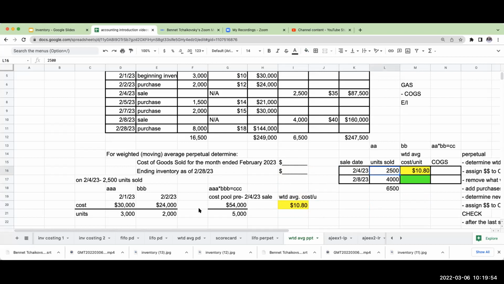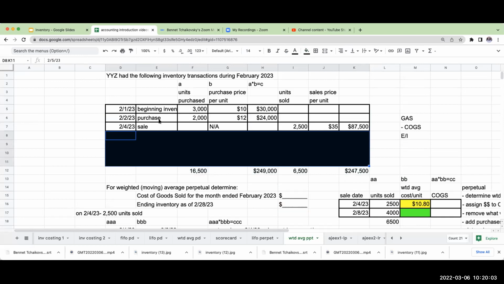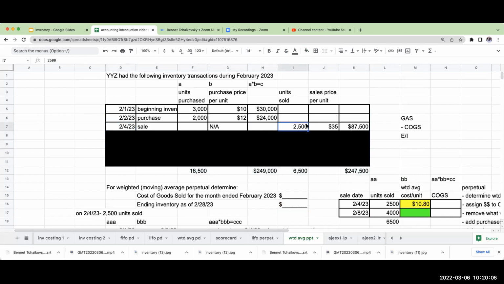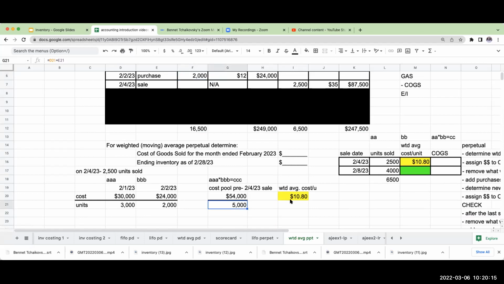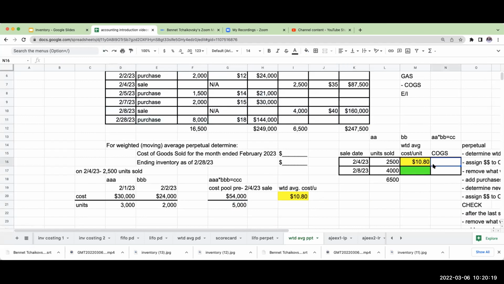So what did I do? I had a sale date on February 4th. I have to take a weighted average of what is in my inventory. I sold 2,500 units. What was the weighted average cost of my inventory? Well, I paid 54,000 for it, and this is for 5,000 units. So my weighted average cost per unit is $10.80. So the amount I'm going to assign to cost of goods sold is $27,000.